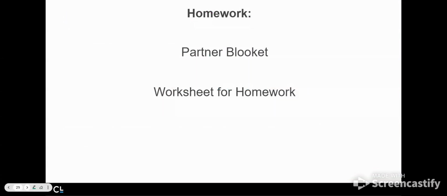Okay, here's what you're going to do. You are going to now do a booklet with a partner. This is going to be posted in Google Classroom. Once you have completed the booklet, you are then going to work on a worksheet for homework. This will be homework lab if you do not have it completed by tomorrow. Take your time.